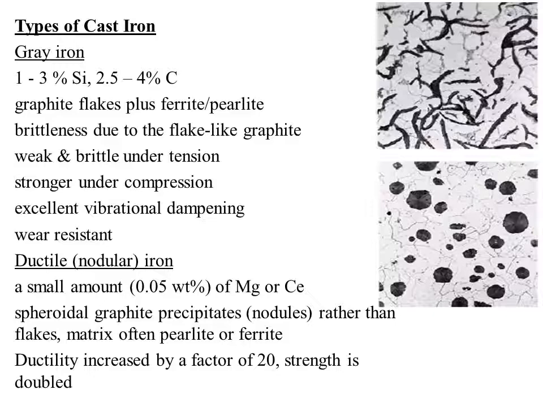Then ductile iron: when a very small percentage of Mg or Ce is added, it becomes ductile iron. The matrix is often pearlite or ferrite. Their ductility is increased, by 20 plus 20, which is double. So when you are changing the concentration or the composition of the materials which are added, their properties also change.